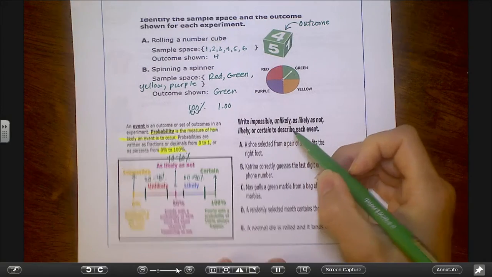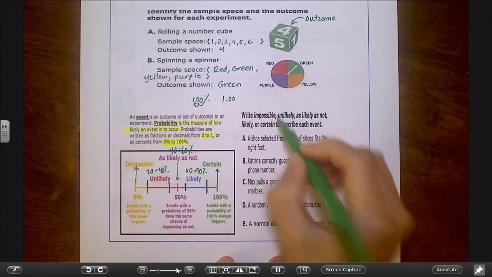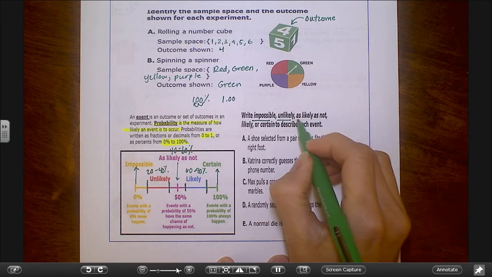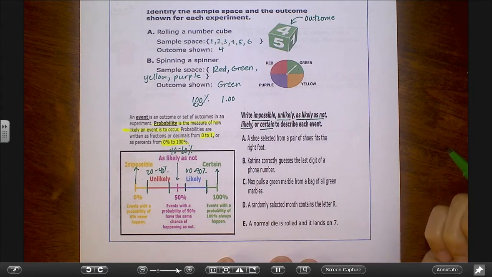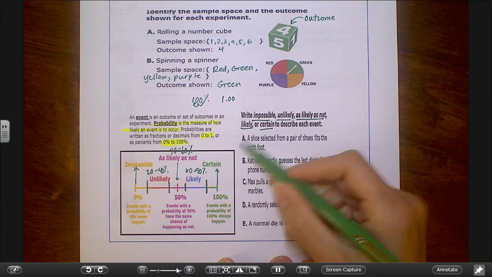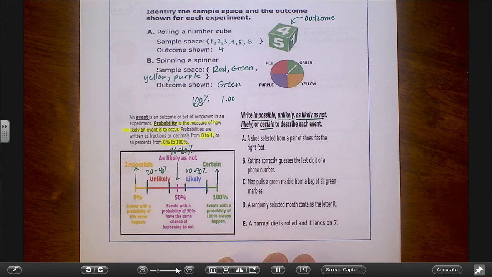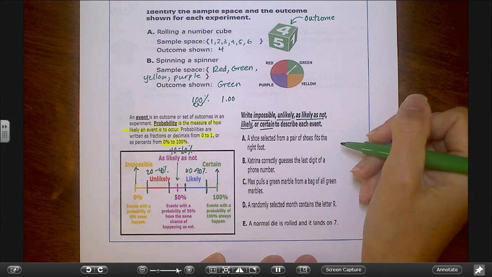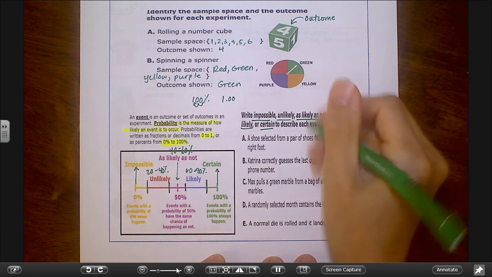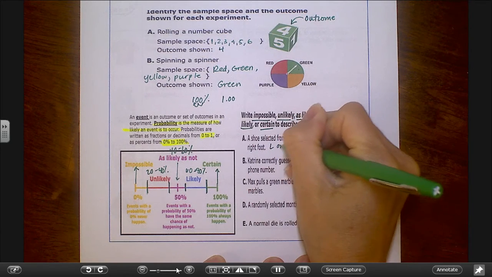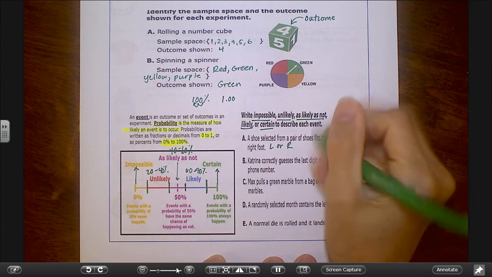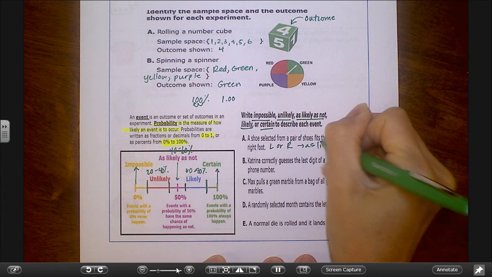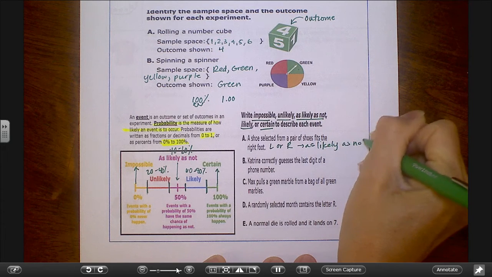All right, so on this one on the right, we're supposed to write impossible, unlikely, as likely as not, likely, or certain to describe each event. All right, so a shoe selected from a pair of shoes fits your right foot, and when I say fits, I mean is supposed to go on your right foot. So if you have a pair of shoes, you only have two options, right? You have your left or your right. So if you just randomly select a shoe, it is as likely as not that it's going to fit your right foot, right?